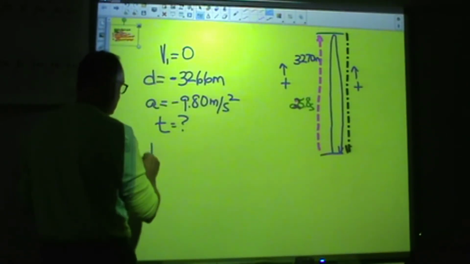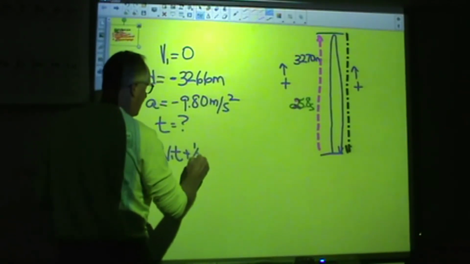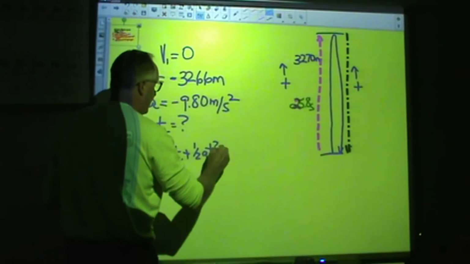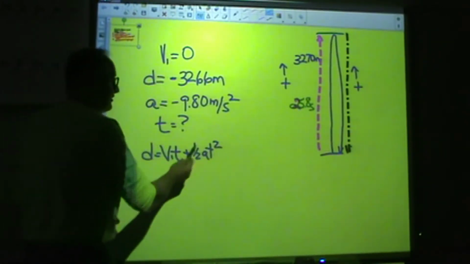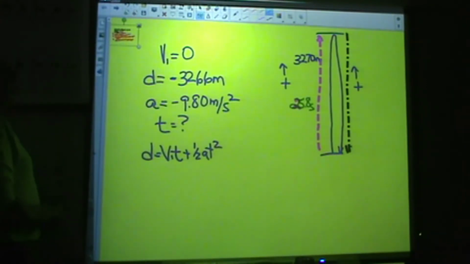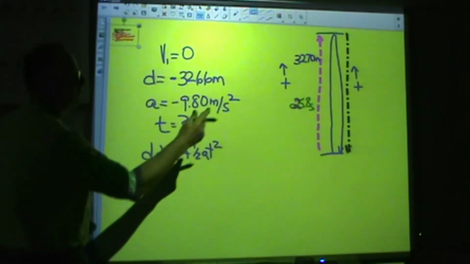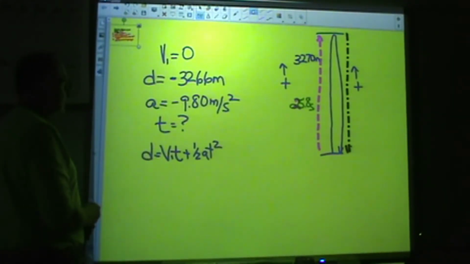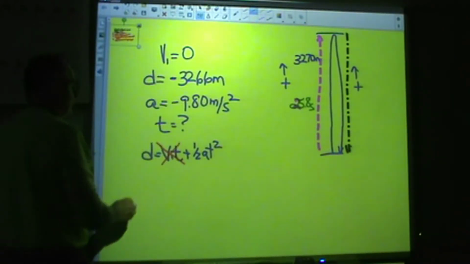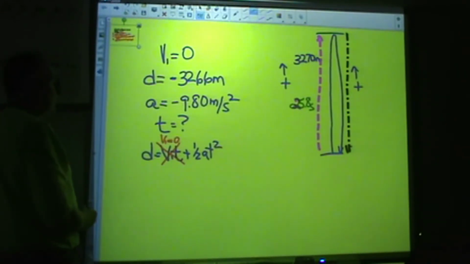Okay, so I would use D equals V1T plus 1/2 AT squared. And you think, oh no, I'm looking for T and I got a T and a T squared. It's going to be quadratic, but it's not, because this is one of those where, on the last assignment, what if V1 equals 0, and this just goes away, because V1 equals 0, it makes life a whole lot simpler.